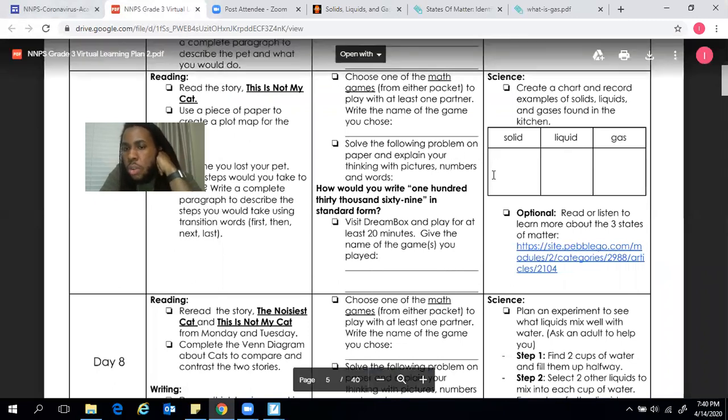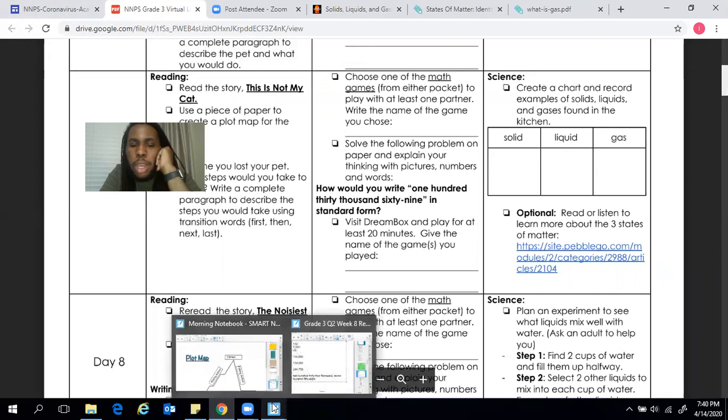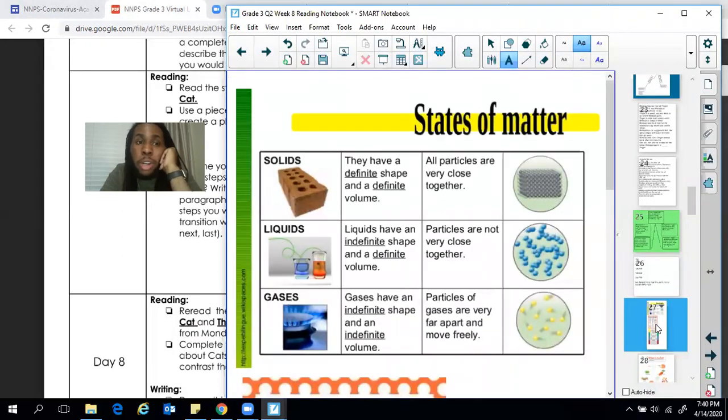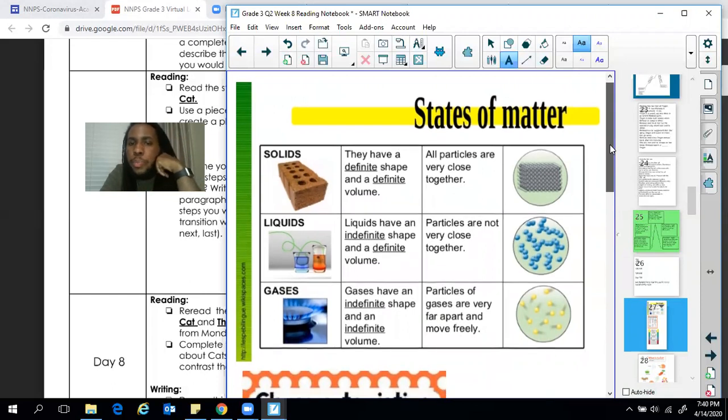So friends, you can go to your kitchen and think about what things are solids, what things are liquids, and what things are gases. I have some anchor charts that I found off the internet, friends, to refresh my memory about what solids, liquids, and gases are. So I'm just going to read this very quickly, and hopefully you find it helpful.